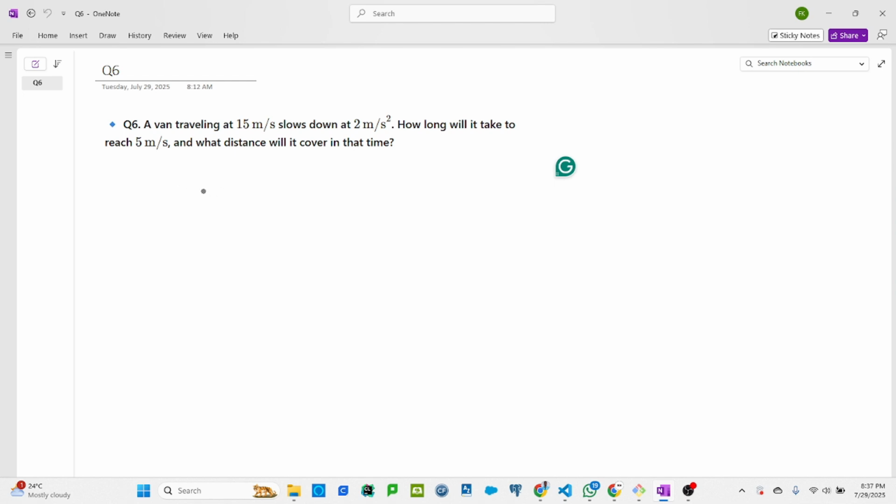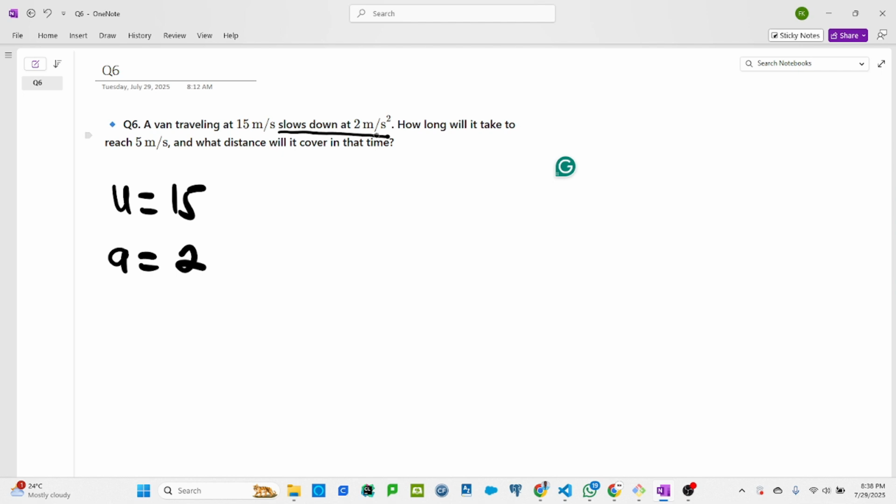Okay, for this question, for example, a van is traveling at 15 meters per second. So they have given us the initial velocity, u is equal to 15, and it slows down at 2 meters per second squared. I said something at the beginning today: the square in meters per second squared is telling you that this is not a velocity, it is an acceleration. So a is equal to 2 meters per second squared. If it is just meters per second, then that's velocity, but meters per second squared, that's acceleration.